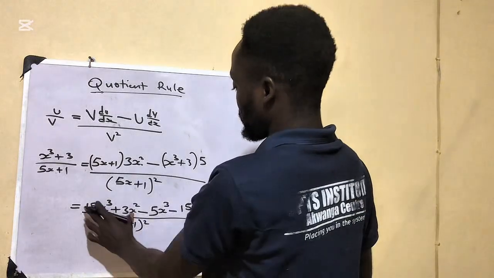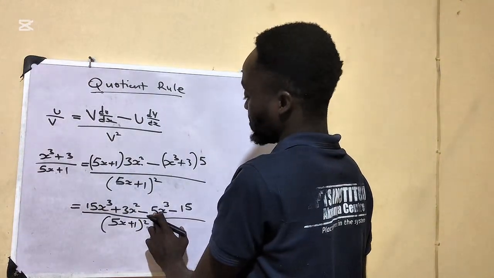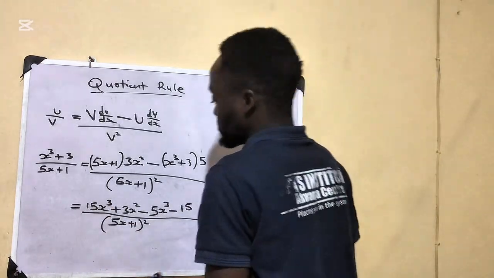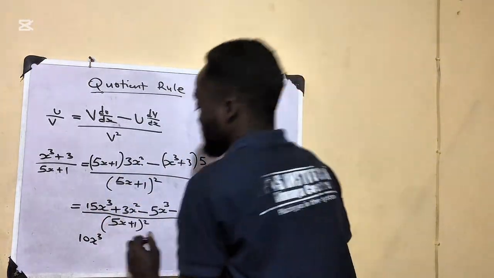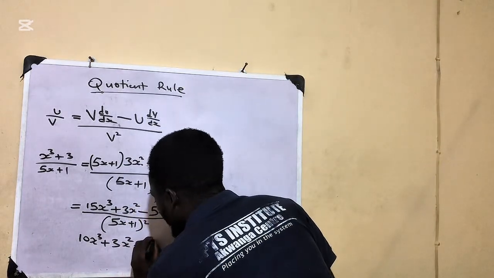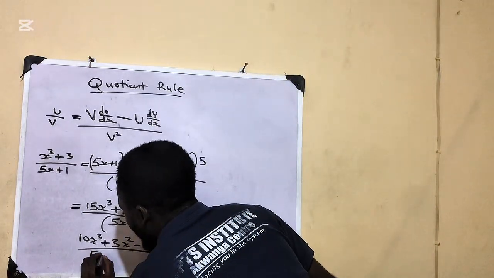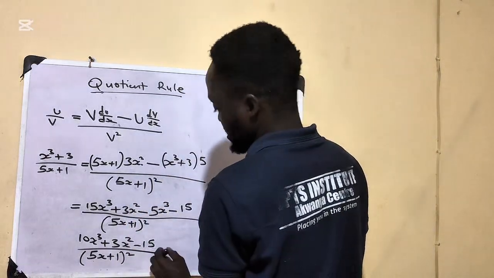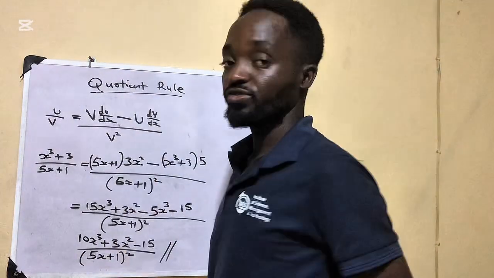So what we want to do next is to collect like terms. Those that are similar, we collect them. You can see we have 15x to the power of 3, and we also have minus 5x to the power of 3. So 15x to the power of 3 minus 5x to the power of 3 is going to be 10x to the power of 3. Then plus our 3x to the power of 2, then minus 15, all over 5x plus 1 all squared. And this is the answer to this question. So that's how we carry out the differentiation using the quotient rule.